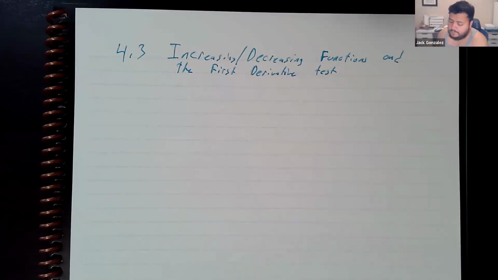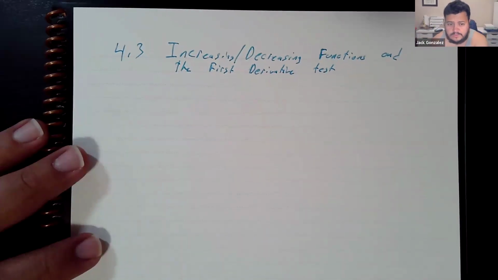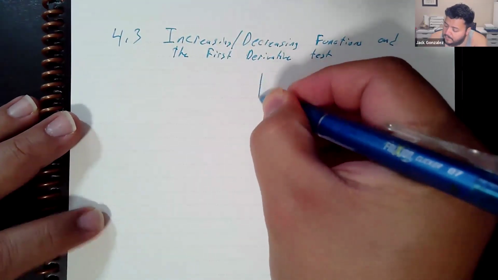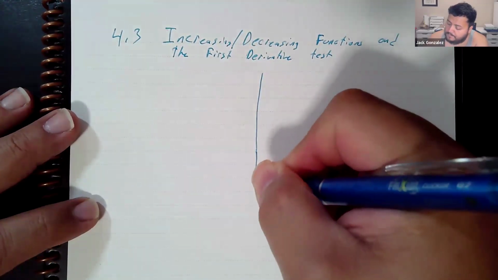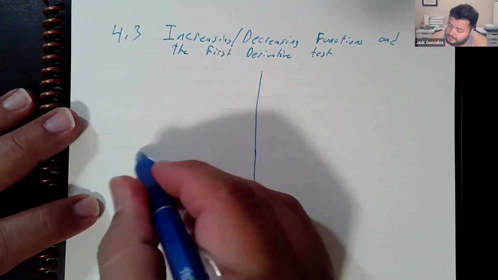So 4.3 uses the ideas of increasing and decreasing to figure out minimums and maximums. We kind of already talked about it, but this is the idea. In a nutshell, assuming you already saw the videos.